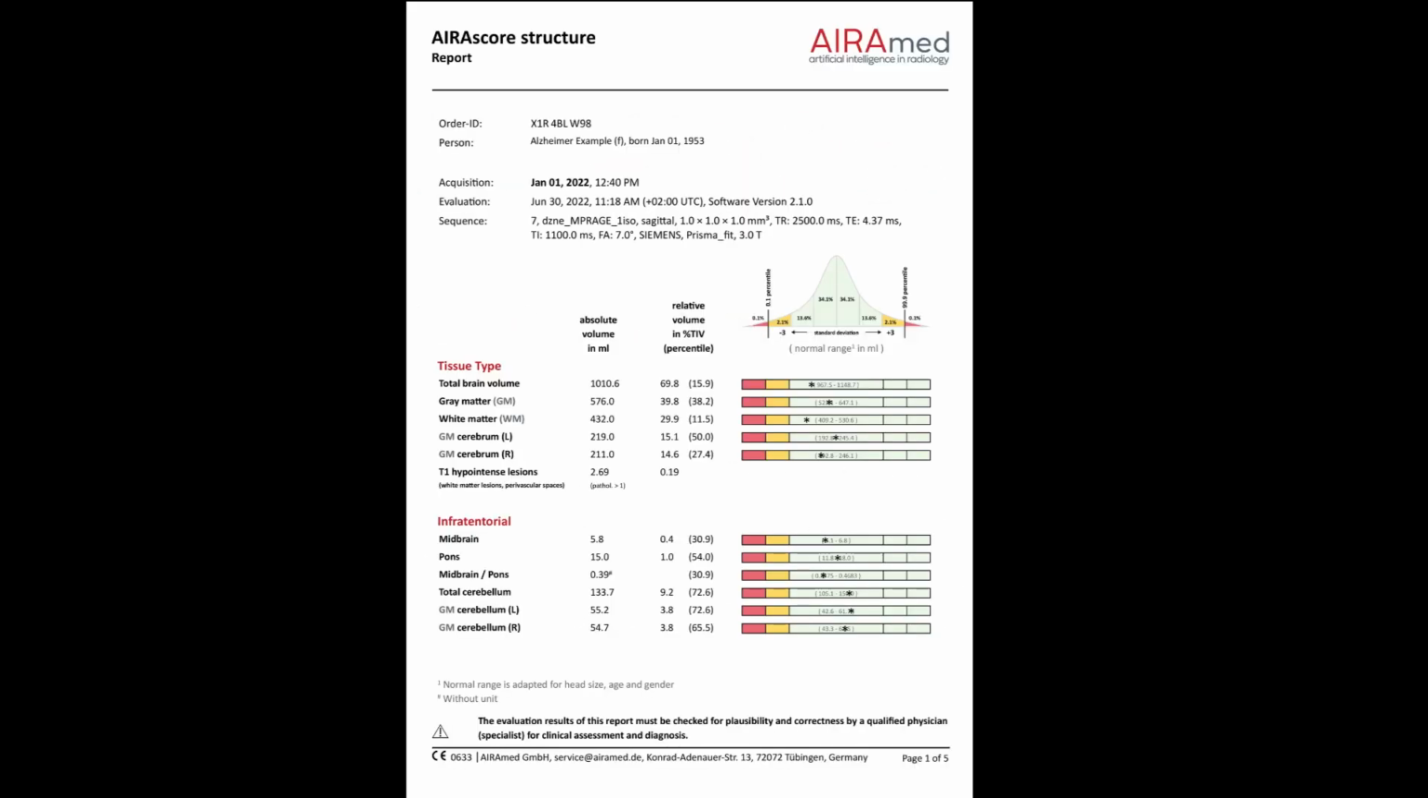Now, let's take a look at the AIRAscore report. First of all, we can see that we have selected the right patient. We can see the spatial resolution and the sequence parameters. If we now take a look at the individual tissue types, we can see that everything is within the normal range, just as expected. Also, infratentorially, there is no advanced atrophy of midbrain or pons. The cerebellum also is within the normal range.